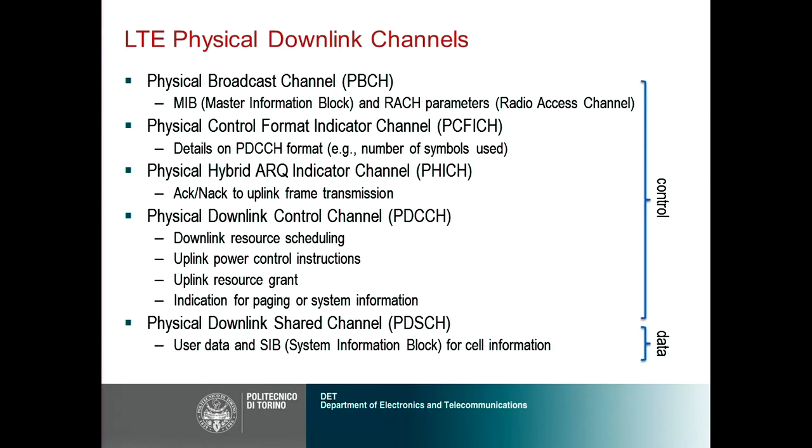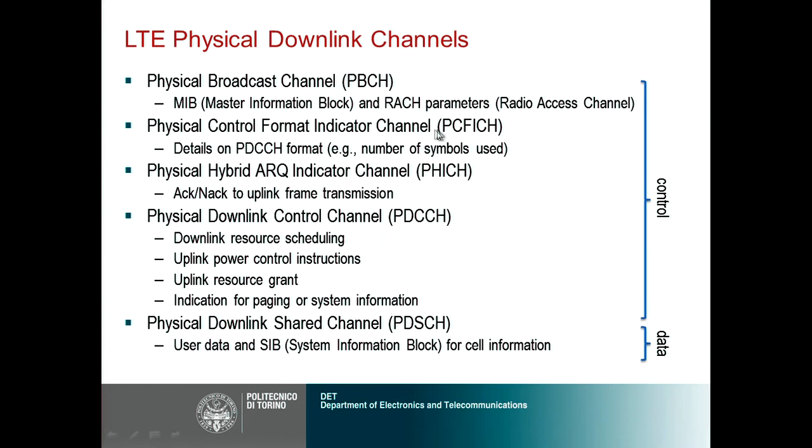The RACH parameters are another important piece of information that you find in the physical broadcast channel. The RACH parameters tell the user terminals what frequencies they can use to ask for access. So they tell, look, if you want to join me, then send the request on these frequencies. These frequencies are the frequencies that are reserved for the RACH, the random access channel, or the radio access or random access. You see both denominations. I'll say something about this in the uplink part later on.